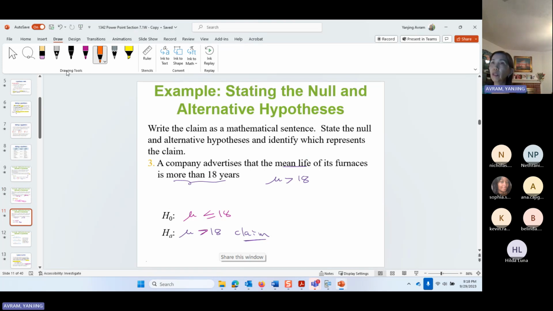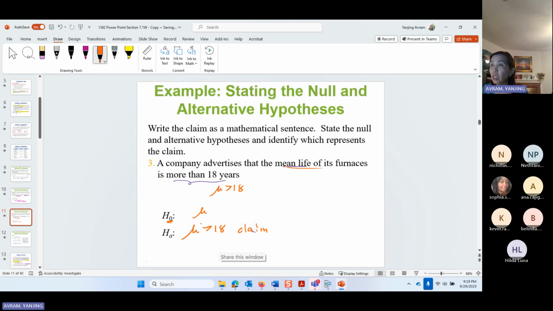Okay, if you look at this one right here, let's see which one the question already tells you. The company is advertising that the mean lifetime of its furnace is more than 18 years. What does more than mean? More than 18 years, that means greater than 18 years. Greater than doesn't have an equal sign, so this will go to the alternative, because the null always has to include an equal sign. So this is the claim or the statement from the question, because that's what the question tells us.